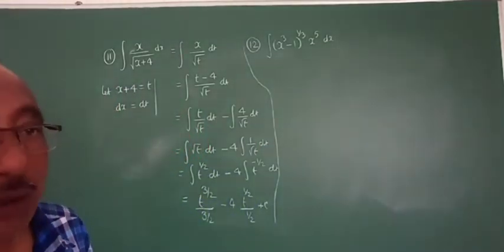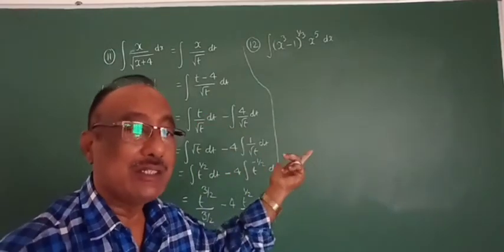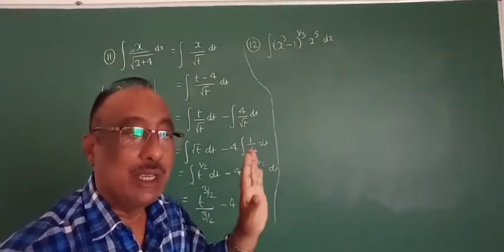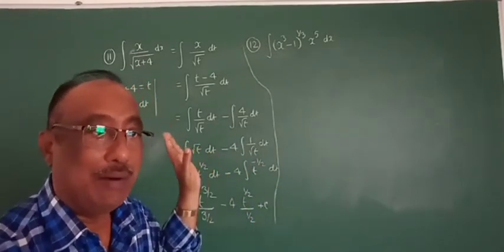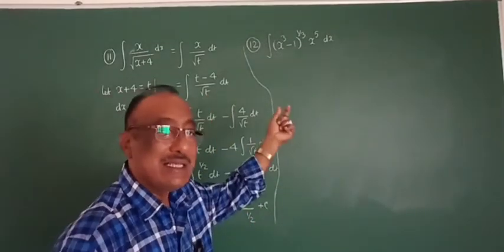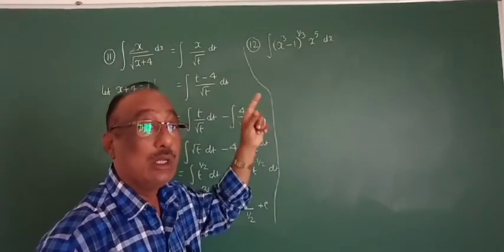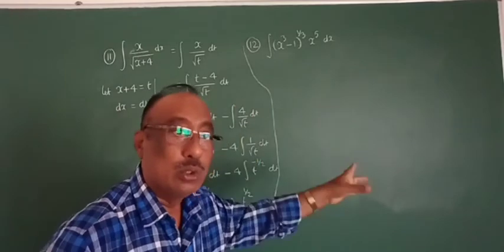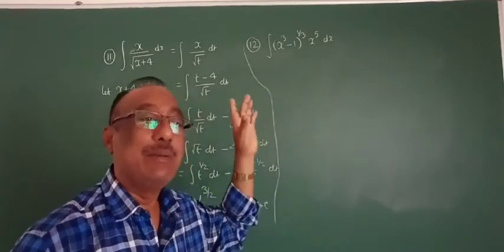The cube root term is the greatest, and the outer one is a single function. Don't look at the x power, x power of 5 or x square or whatever it may be, don't see the power. So it is a single function, but it is a linear function. The cube root term is the greatest. That's why the cube root term, let it be t.